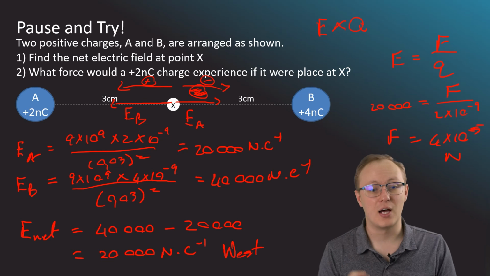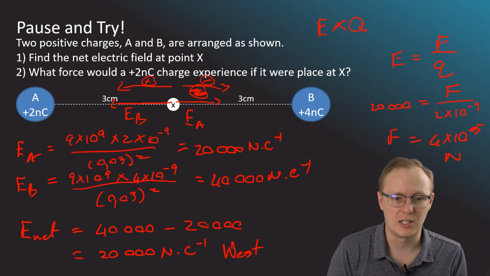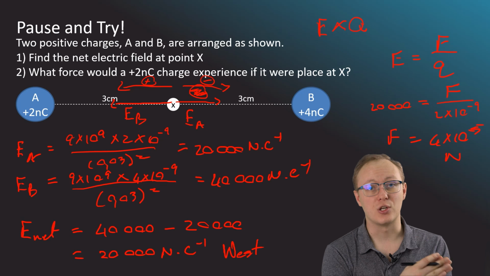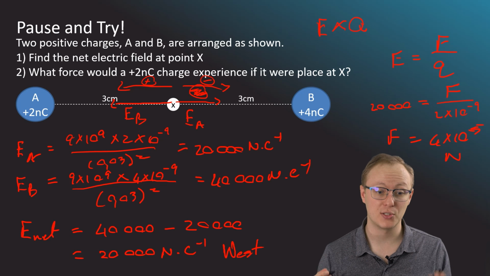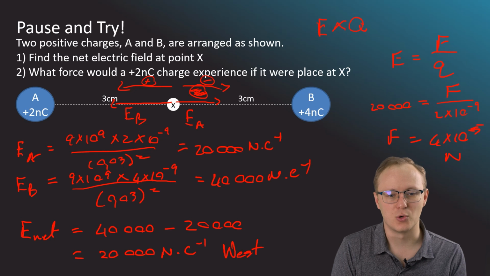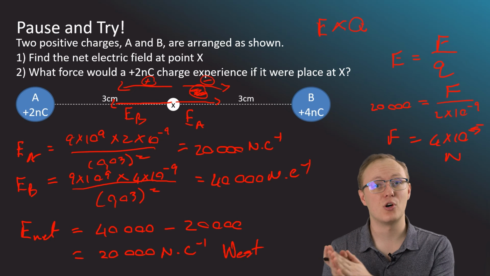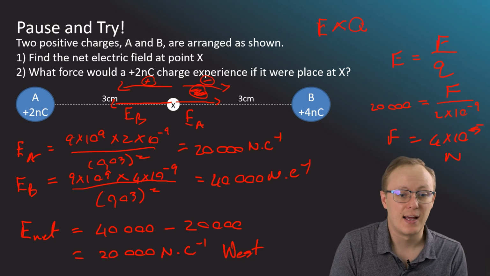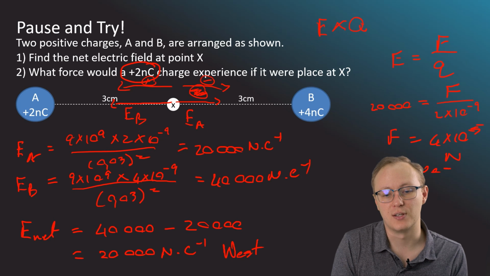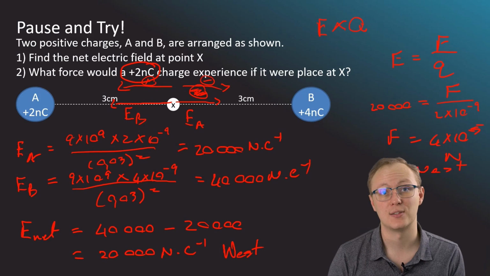Okay, but now again, we've got to talk about direction. Now, we know that the electric field direction is the direction in which a positive charge would experience a force. So because I had 20,000 to the west, a positive charge would experience a force to the west, and because this is a positive charge, I know that this force is then going to be going to the west.